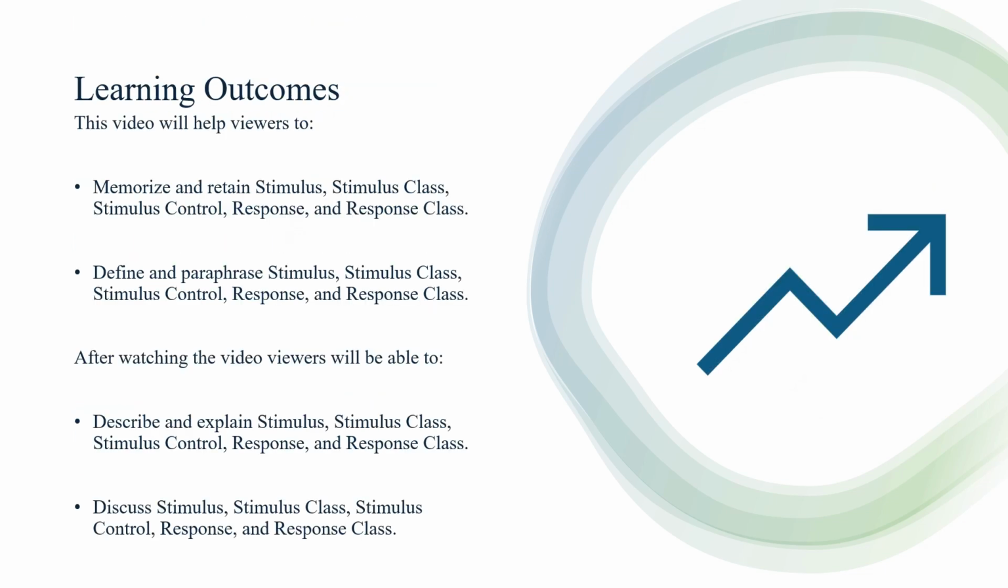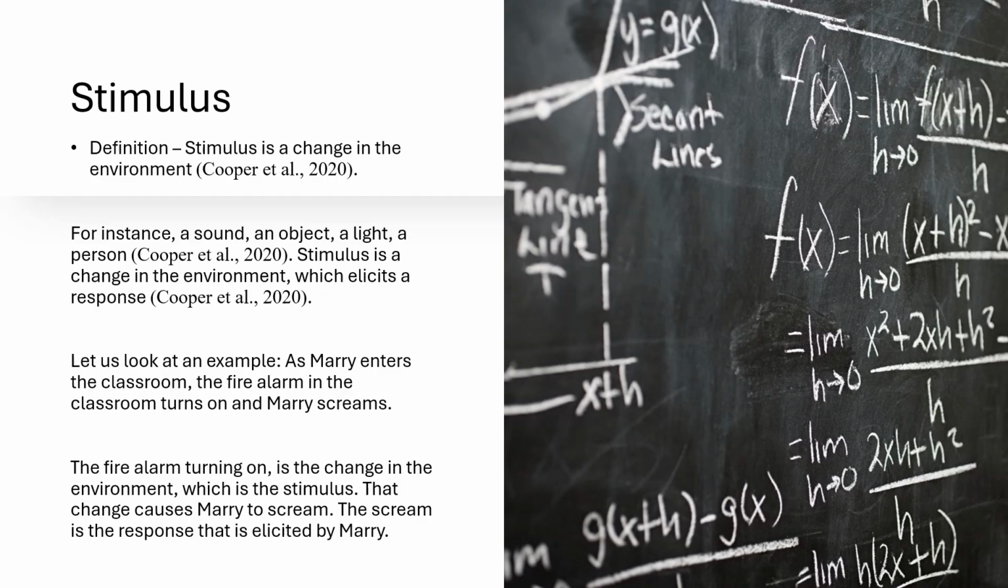Learning outcomes. This video will help viewers to memorize and retain stimulus, stimulus class, stimulus control, response, and response class. Define and paraphrase stimulus, stimulus class, stimulus control, response, and response class. After watching the video, viewers will be able to describe and explain stimulus, stimulus class, stimulus control, response, and response class. Discuss stimulus, stimulus class, stimulus control, response, and response class.